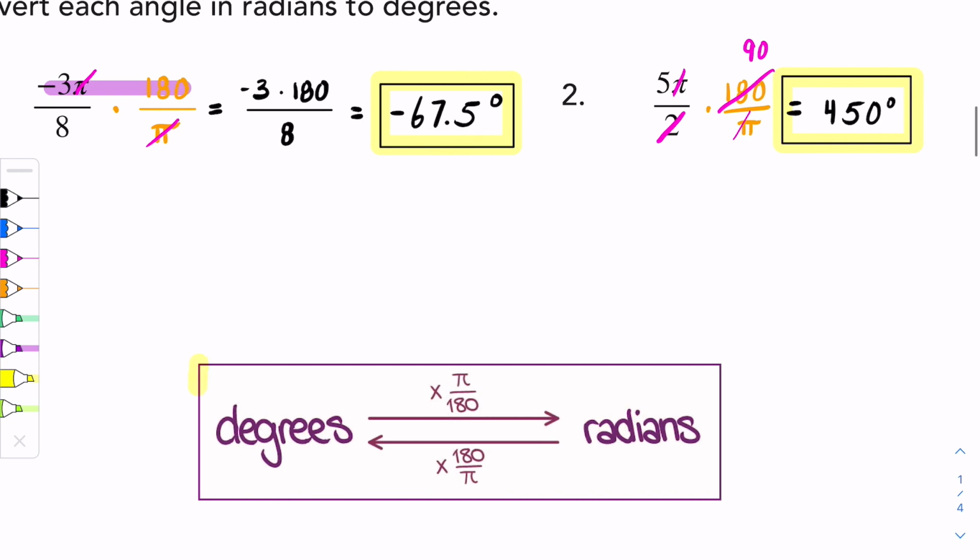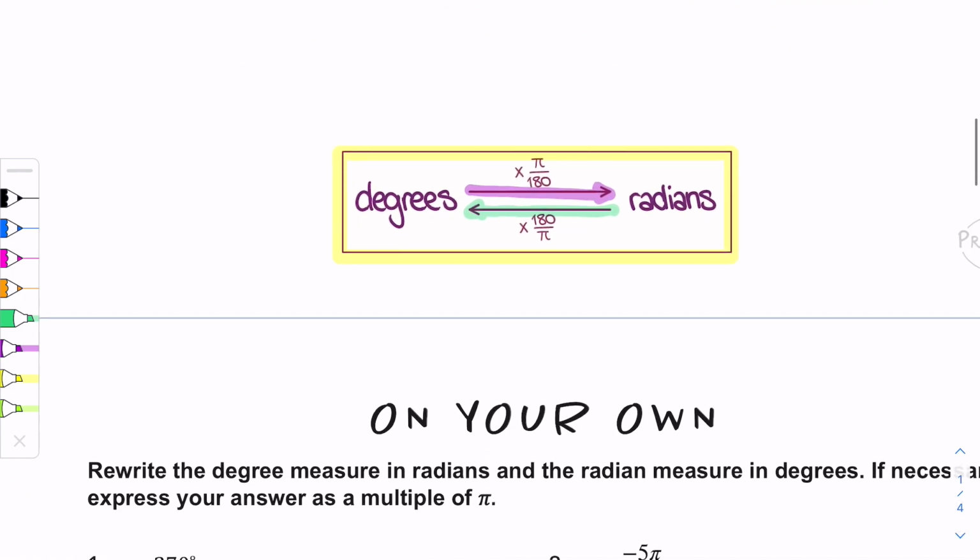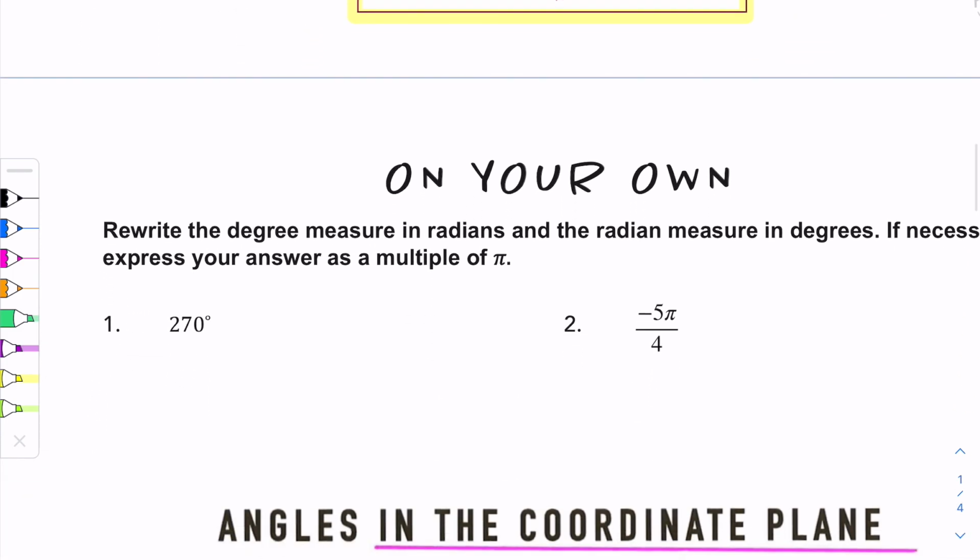So here's just a quick note of what we accomplished in this section. If you're going from degrees to radians, you are multiplying by pi over 180. However, if you're going from radians to degrees, you're multiplying by 180 over pi. And you should try the "on your own" section by yourself, but I'm just going to write in the answers so you can check them.